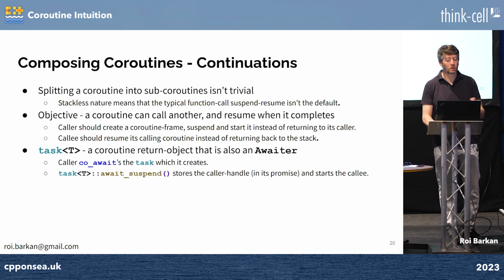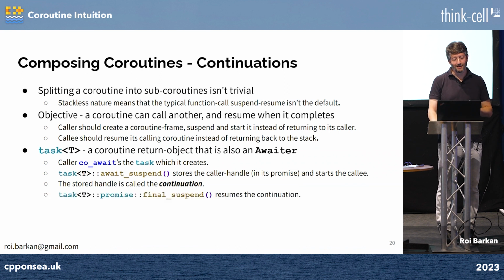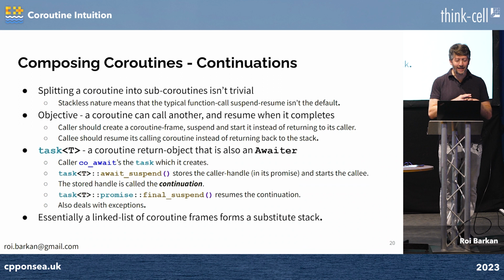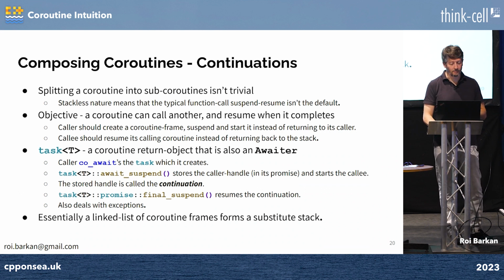The await suspend will store the handle of whoever called me inside my promise, its promise typically. And when it's stored there, it's called the continuation. Where do you want to continue from? And then when that coroutine ends on its final suspend, it's able to get back and resume whoever called it. And this basically creates sort of like a linked list in memory, which behaves in a last in, first out fashion, behaves like a stack, but in memory, it might be a linked list.